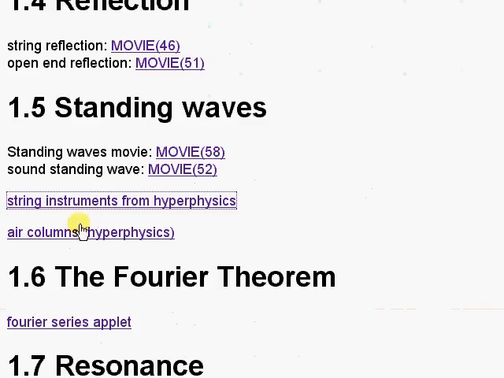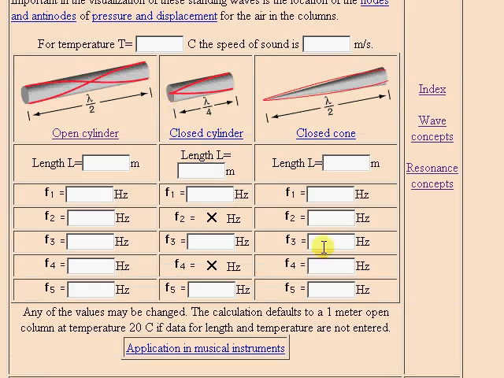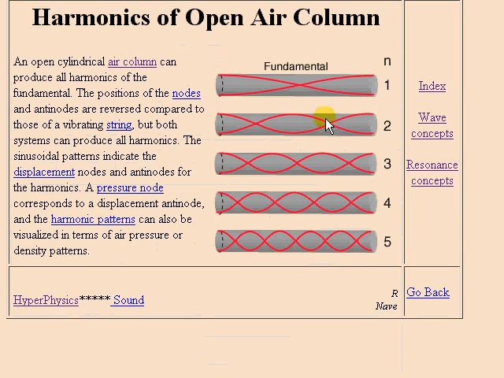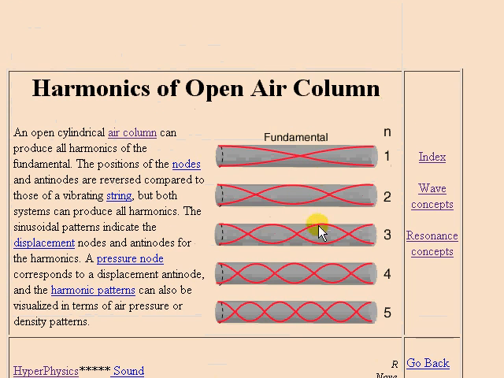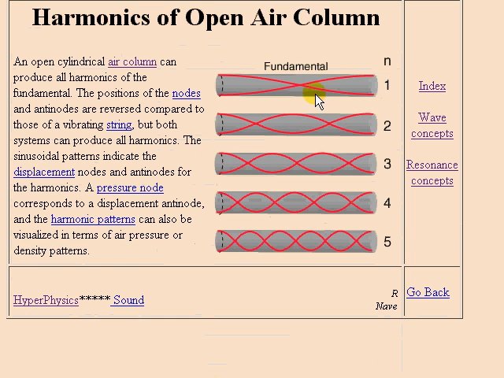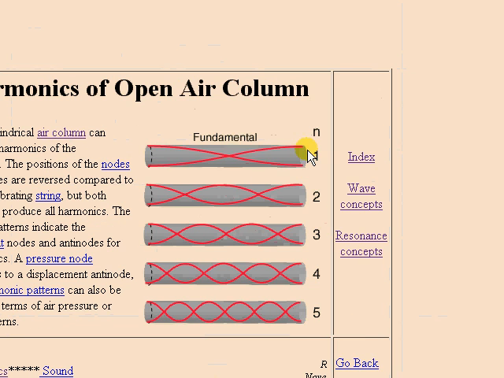What does it look like for an air column? Well, let's just scroll right down to it here. You can get half a wavelength, or a full wavelength, or 3 halves, or 4 halves, or 5 halves. The pictures look very similar. It's just different what's happening on the end here.